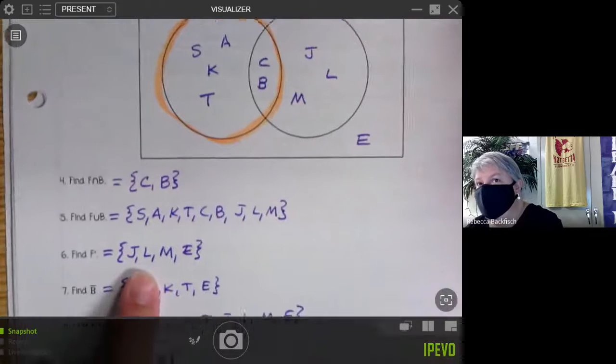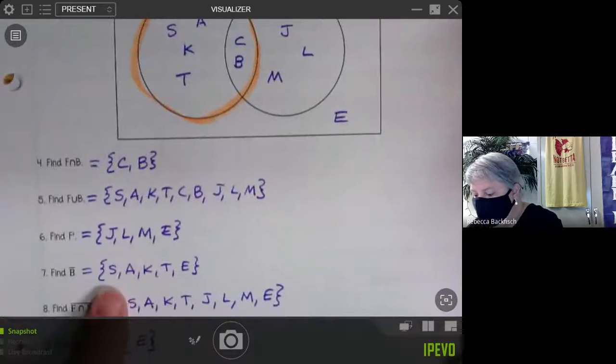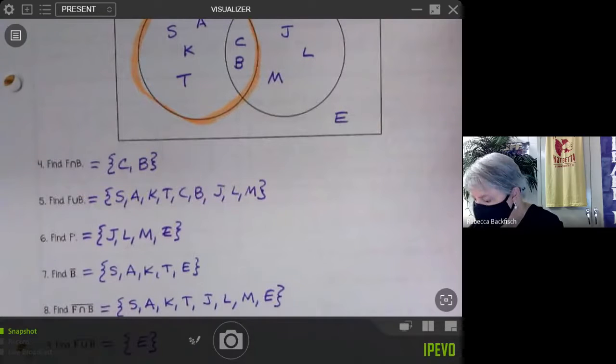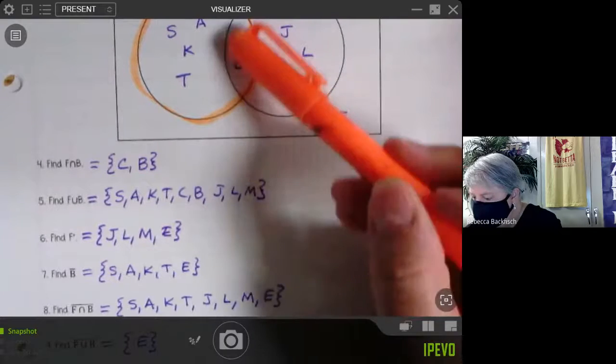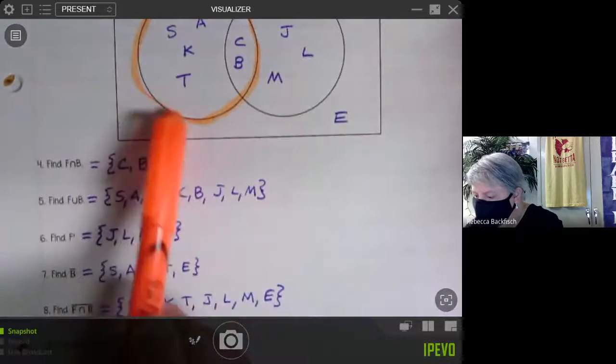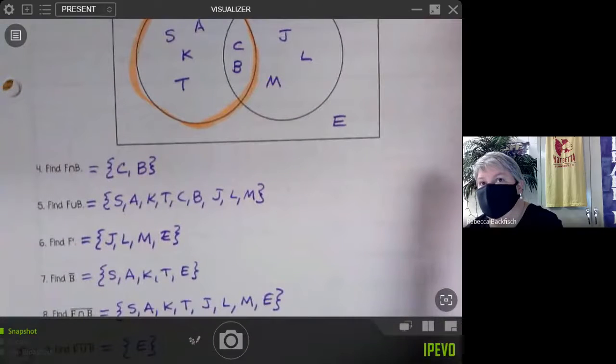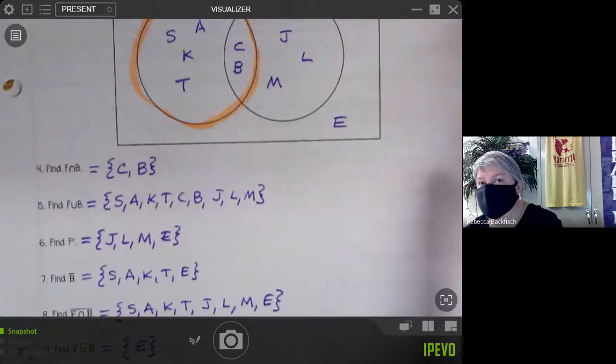And then number 7 does the same thing for not B. So anybody who's not in the B circle. These letters are in the B circle, that does include the C and the B. Anybody who's not in B, that would be S, A, K, T, and E. You could put them in a different order and spell skate.